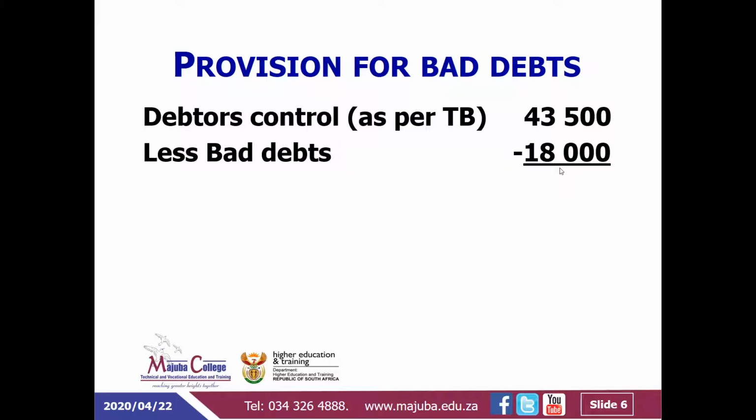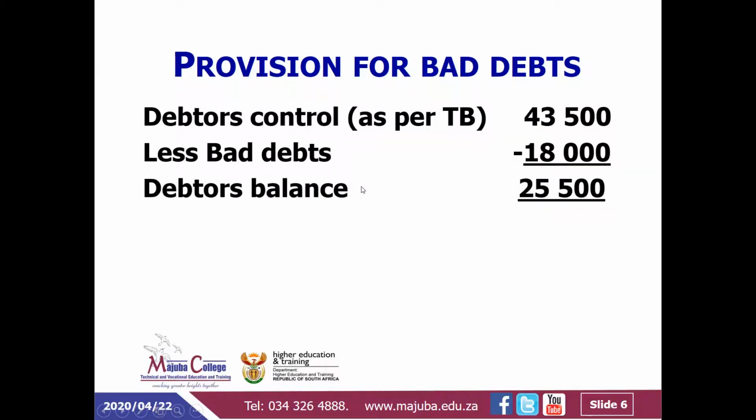Those companies, if they have identified that some of their customers have gone bad, when they adjust for the provision for bad debts, they will reduce the debtors control by the amount that has already gone bad, and then the percentage of the provision for bad debts will only be applied on the remainder, on the balance. So to cut the story short, you need to take the debtors control into account. If there were any bad debts that were not taken into account, you need to take them into account, and then you're going to apply the percentage on that amount.